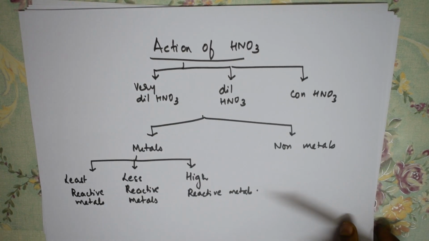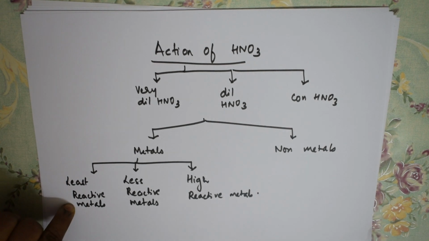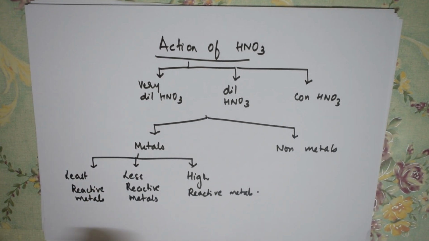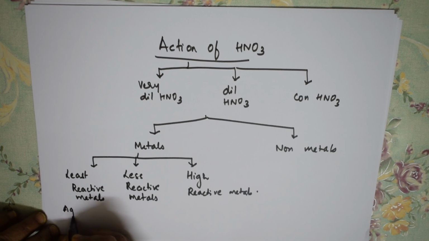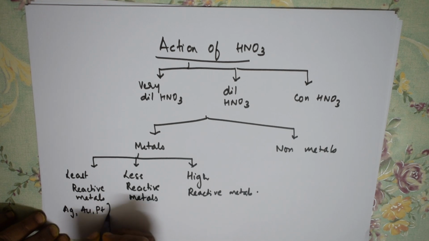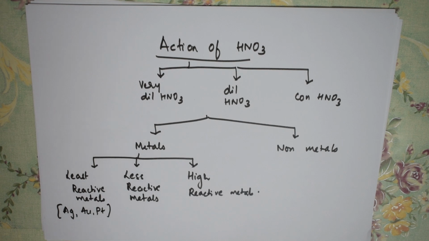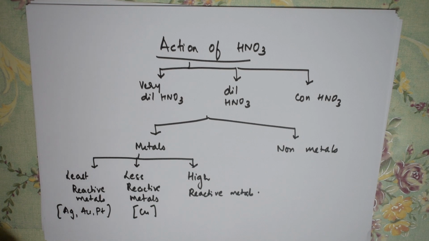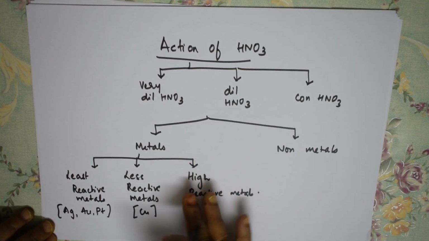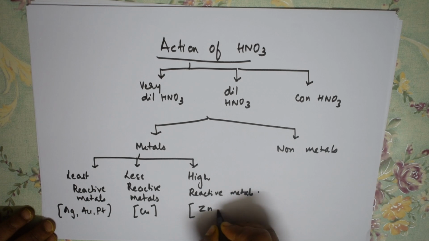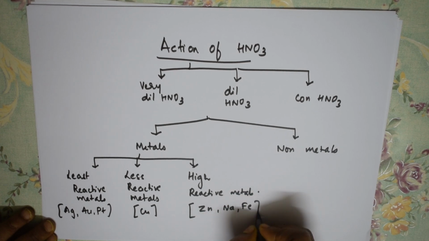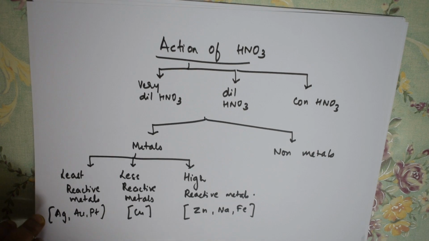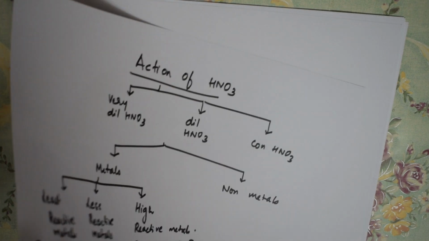Suppose you have, let us take the first one. I am taking the least reactive metal. Now what are the least reactive metals? Basically, this is silver, gold, platinum, which are below the hydrogen in the reactivity series. Less reactive metals are copper, which is also below. More reactive metals, if I have to say high or more reactive metals, it includes zinc, sodium, iron. Right, students? So now let us see. Let me turn the page and check what are the reactions of the least reactive metals. Now let us see the trick, what we have to remember.